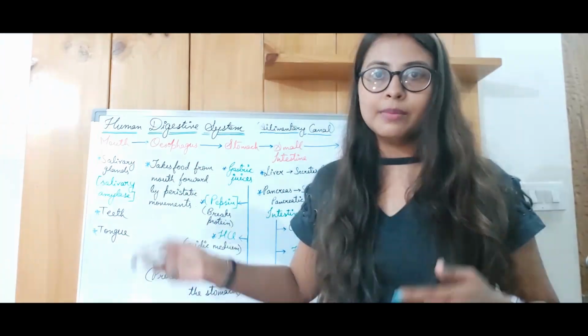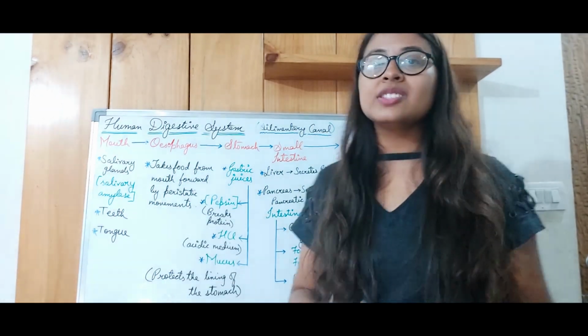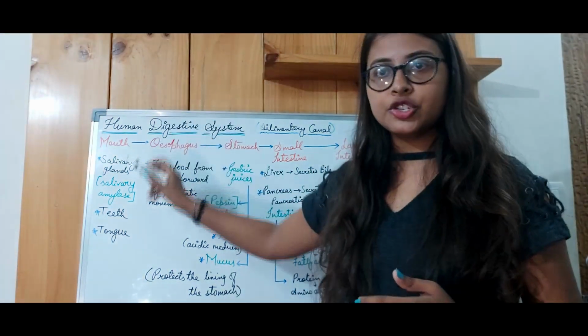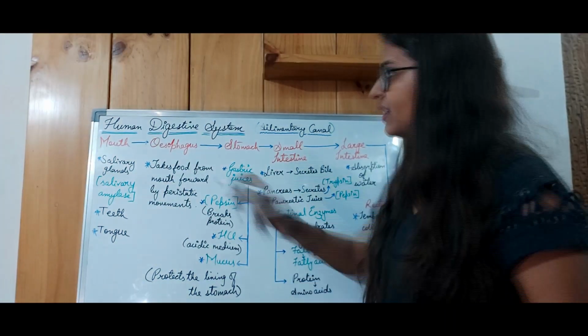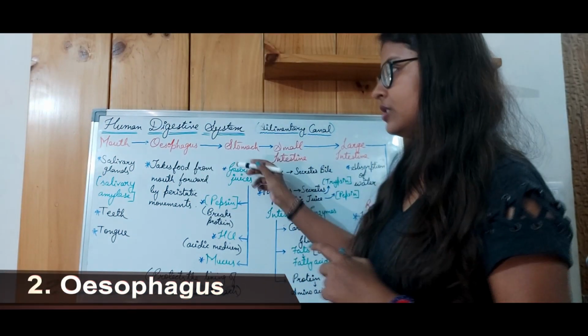Then we have teeth in our mouth, which are responsible for grinding and chewing of a food. Tongue helps in thoroughly mixing the food with the saliva. So that is how the function of mouth is illustrated here. Next comes esophagus. From mouth, the food goes into esophagus.